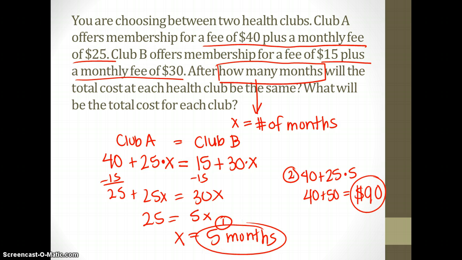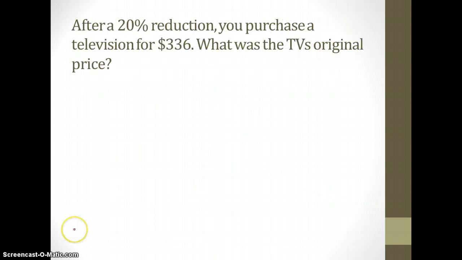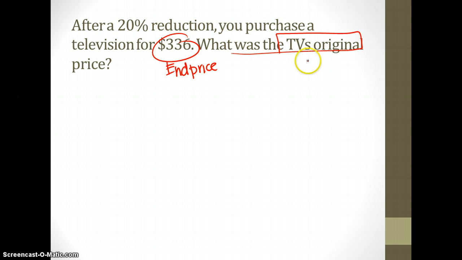I'm going to try one more problem together here, and then I'll leave you with one to attempt. It says, after a 20% reduction, you purchased a television for $336. So this is your end price, what you actually paid. It says, what was the TV's original price? So again, the quantity we're looking for, the TV's original price, that's going to be our variable. So X is going to be the TV's original price.